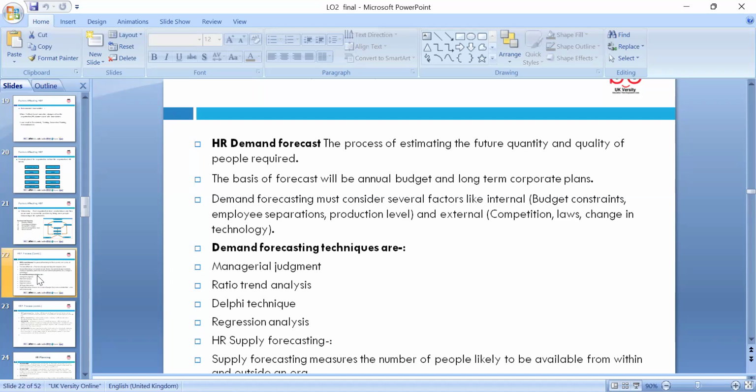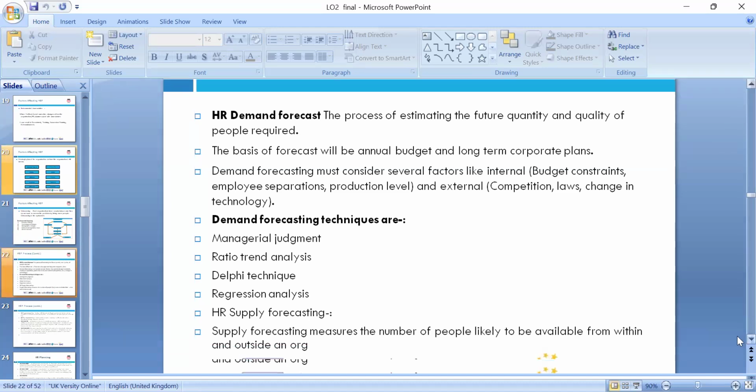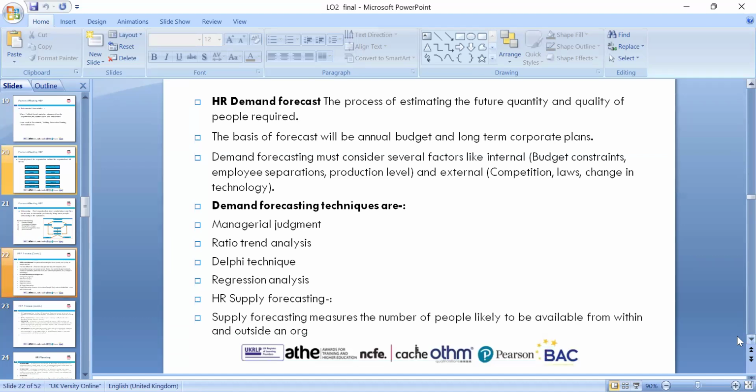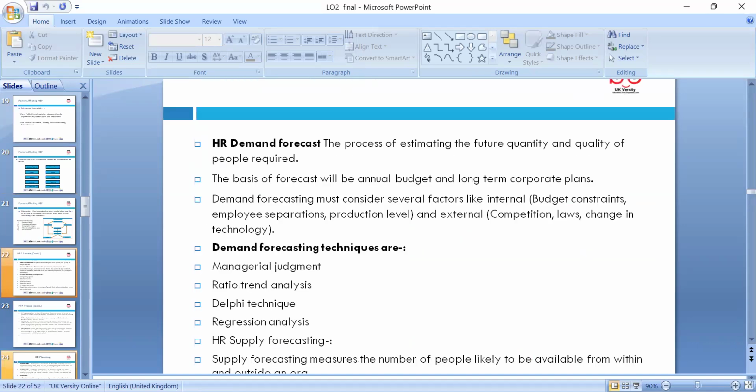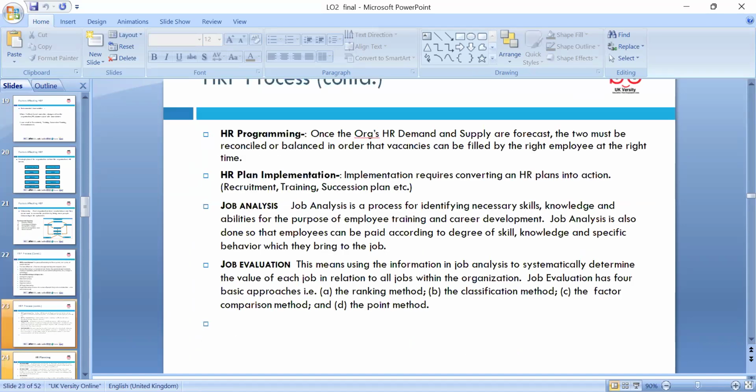We can look around the competition laws in the chain. We can look around the demand forecasting techniques: managerial judgment, ratio trend analysis, Delphi technique. Delphi is like a 360-degree appraisal. Then regression analysis, like correlation regression in maths. We do HR supply forecasting, moving averages, and things, the people likely to be available within or outside the organization, and that's for planning purposes, because we don't want a shortage of staff as well.